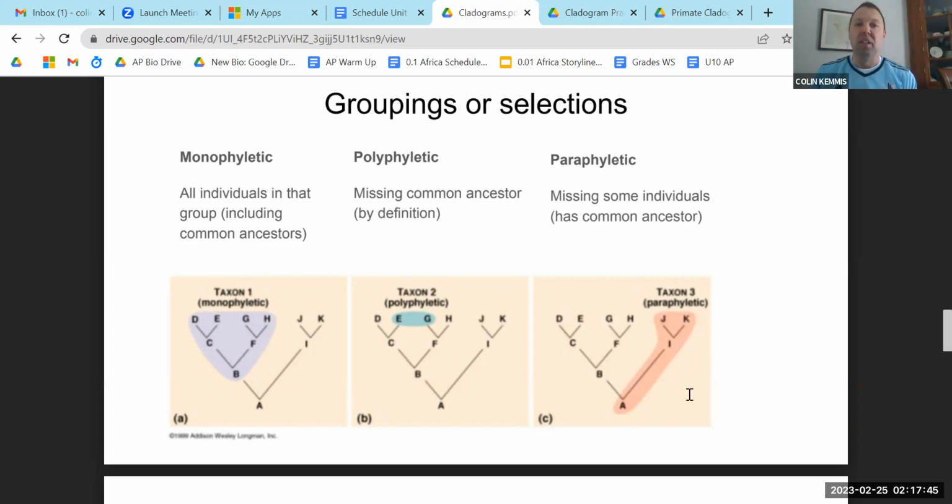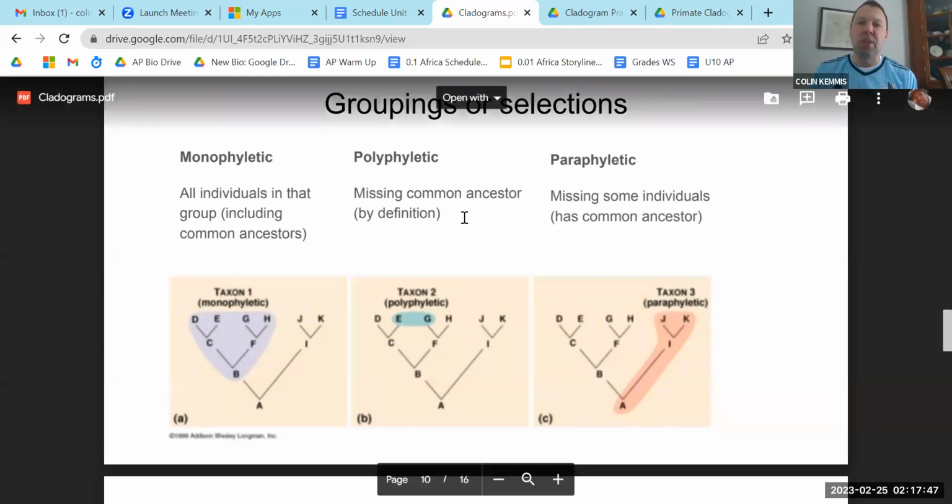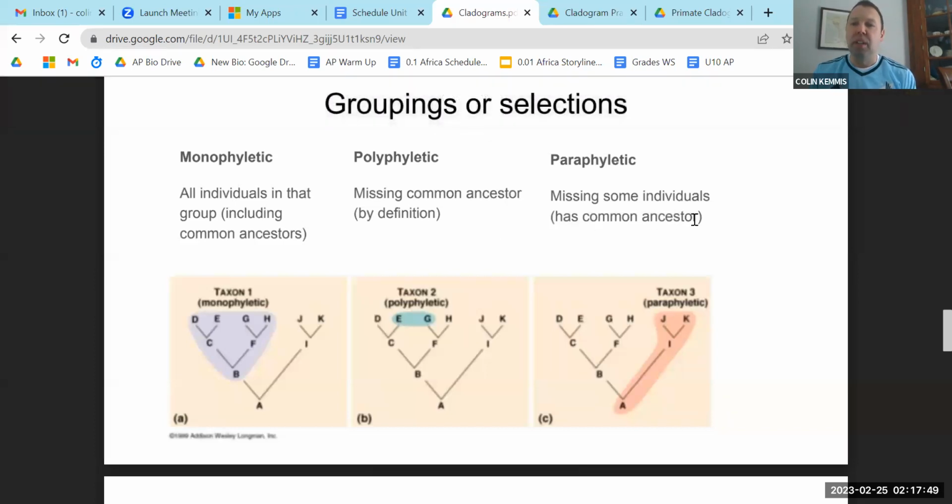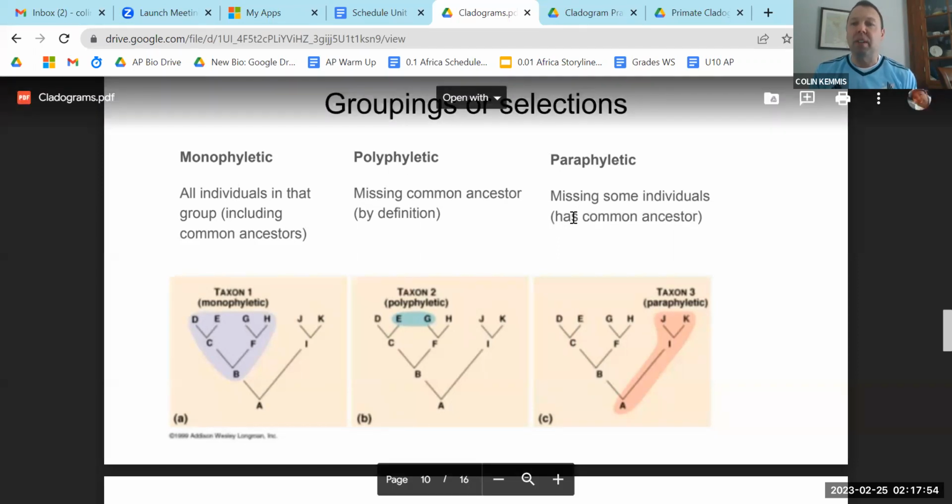Okay, para. So these are in your learning objectives, so make sure you're able to tell what they're used for and identify them as mono, poly, or paraphyletic.